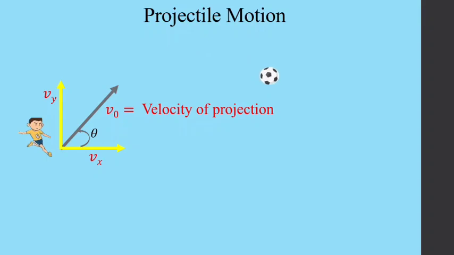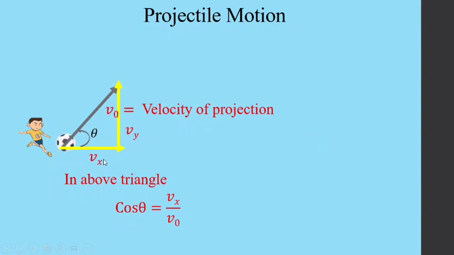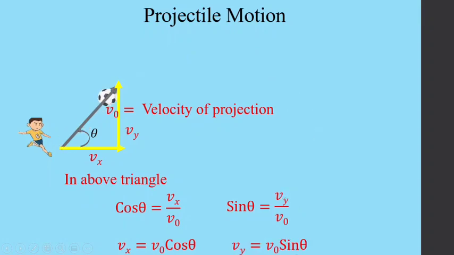Let us use the concept of vector translation and translate this vector to the arrowhead of the horizontal component. So we will get one triangle. In this triangle, we can write cos theta equals adjacent side divided by hypotenuse. The adjacent side is Vx whereas the hypotenuse is Vo, that is the velocity of projection. So the x component of the velocity becomes Vo cos theta. For sin theta we can write opposite side divided by hypotenuse, that is Vy divided by Vo. So the vertical component is Vo sin theta.